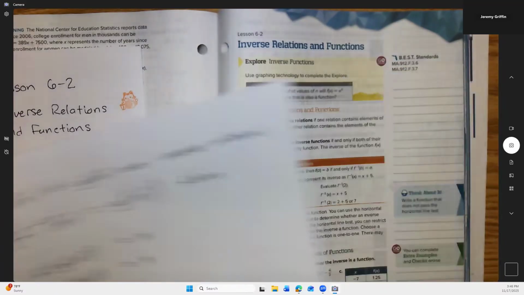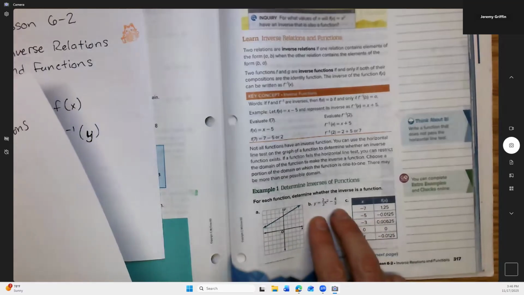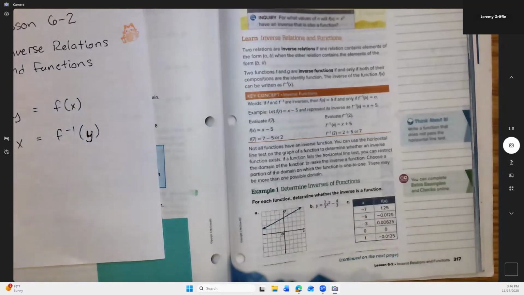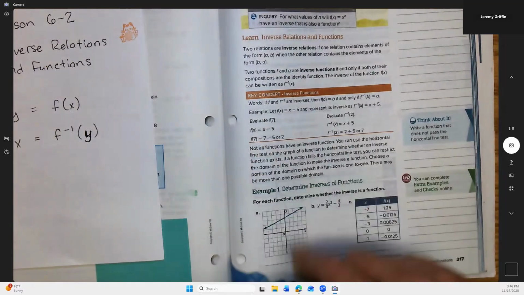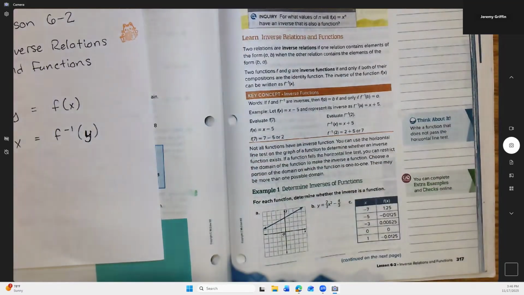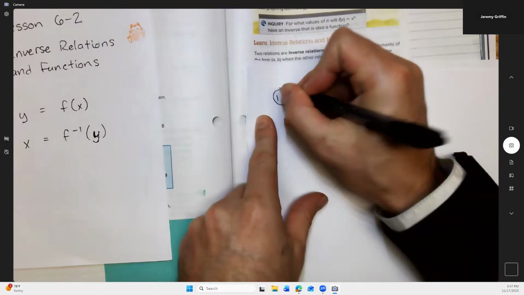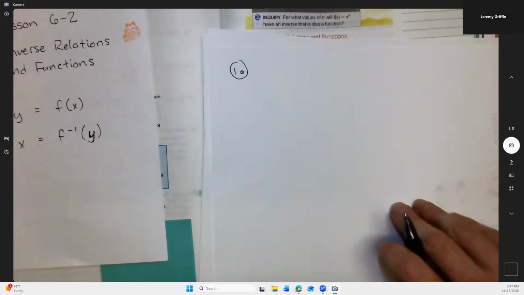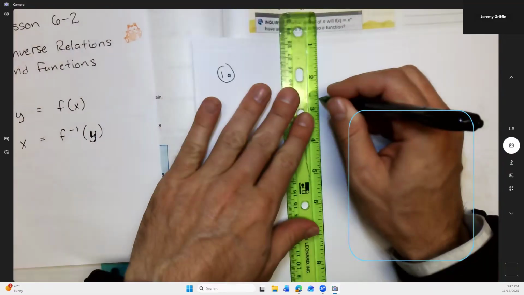All right, so next, example one. We've got a graph, an expression, and a table, so let's tackle all of these. Not all functions have an inverse function. You might have an inverse relation, but remember, a true function has to pass the vertical line test, which won't always happen. So let's find inverses. Starting with 1A, I'll try to copy down this graph as best I can. We've got an x-axis and a y-axis.